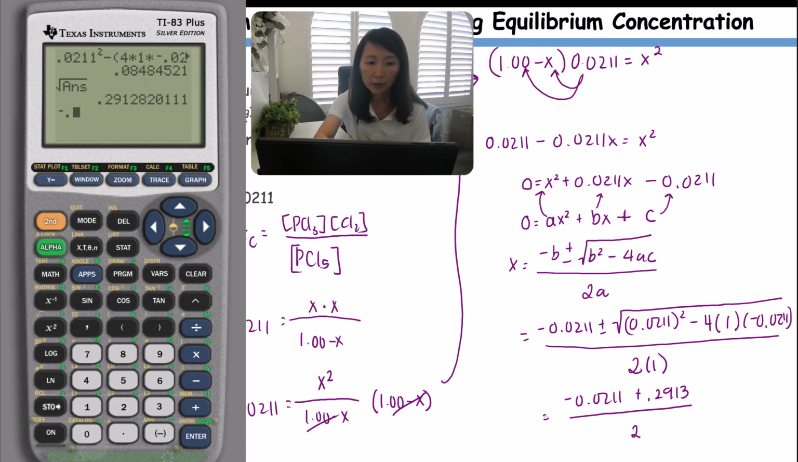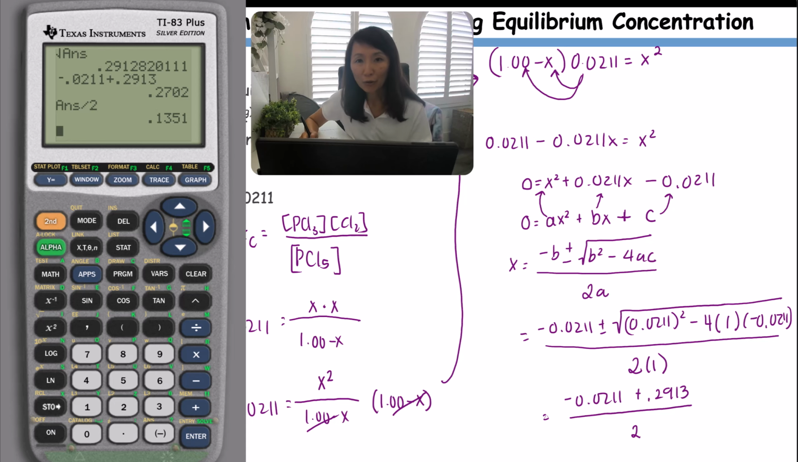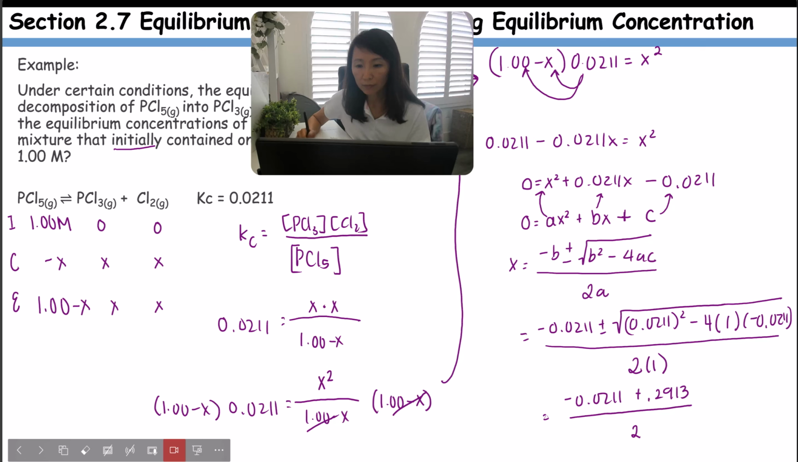Negative 0.0211 plus 0.2913, and then divided by 2. So we get the value of 0.135. So x is equal to 0.135 molarity. Well, what does this mean?